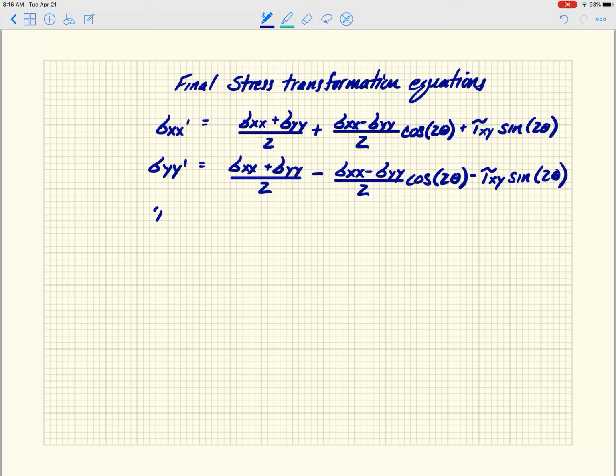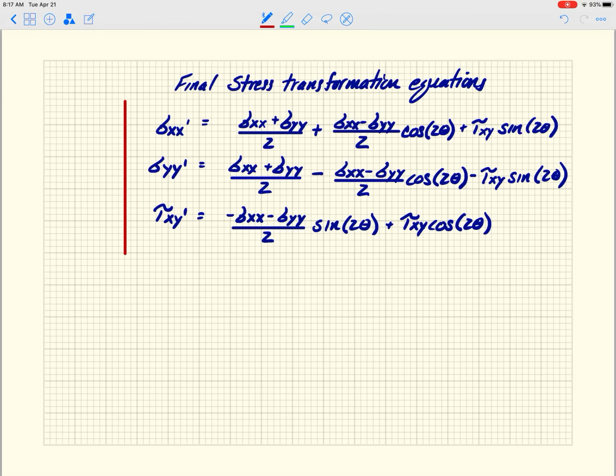And then this is the last one, which we'll do right here, tau xy prime. And this is a little different, so this is a minus sigma xx, a minus sigma yy, divided by 2, and then that is times sine 2 theta, and then we add to that tau xy cosine 2 theta, just like that. So these are our equations, and I know what you're thinking.